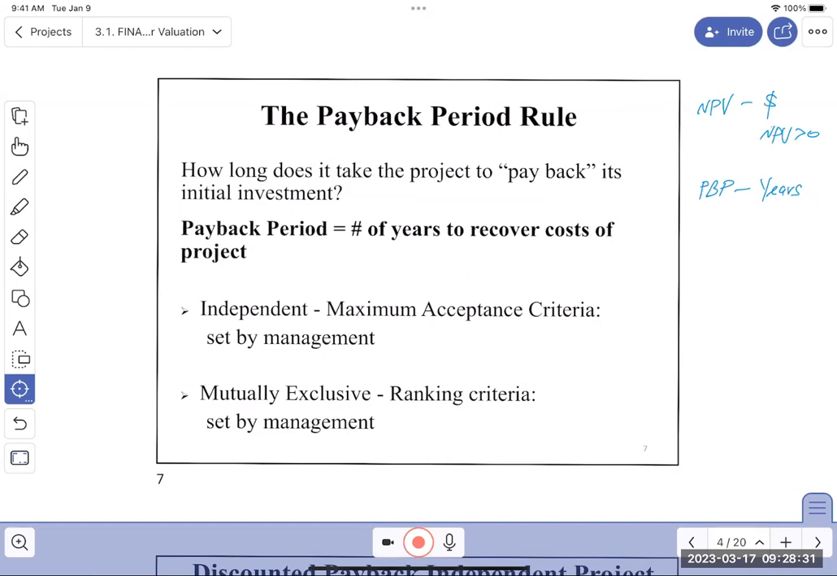So there are 2 different types of project analysis. Well, actually there are 3 that we'll talk about, but mostly I focus in the notes on one of these 2. Independent project analysis means that you have enough money to invest in several projects, and you're just evaluating, one at a time, whether they're profitable. So for the NPV, if you're using that, you're simply going to look to see if the NPV is positive, and all positive NPV projects will be pursued.